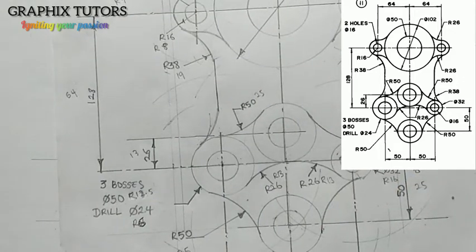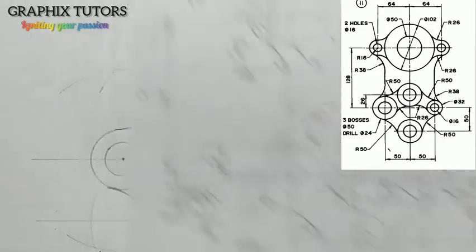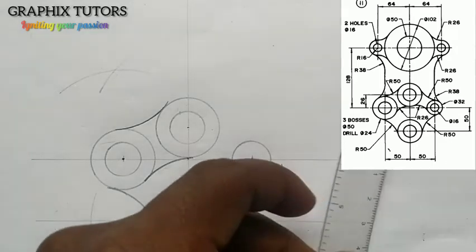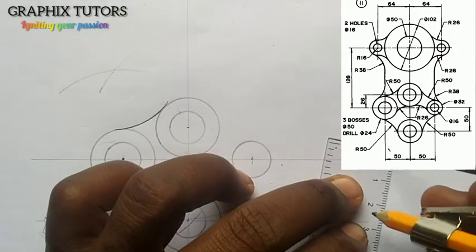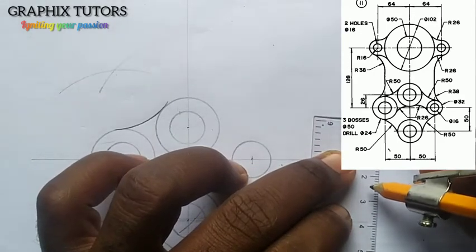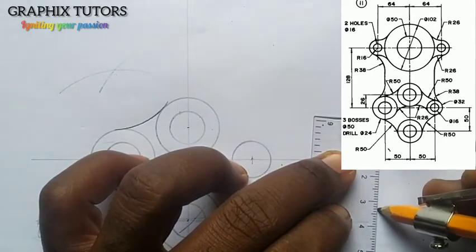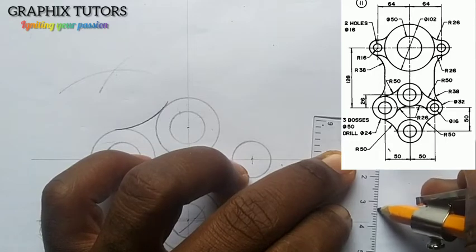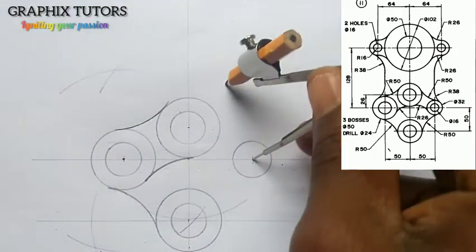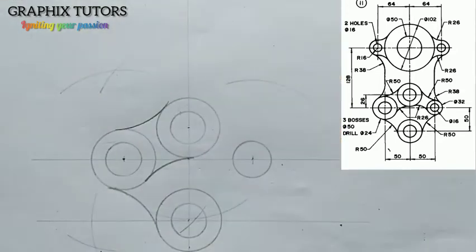I'll place it at this point here, which is the same thing as this point here, and I'll measure 33 and I'll mark. So let me measure 33 here. So we're measuring 33 from 0, right? From 0 to this point here is 33, right? And I'll place it here, and I'm going to strike an arc 33, right?